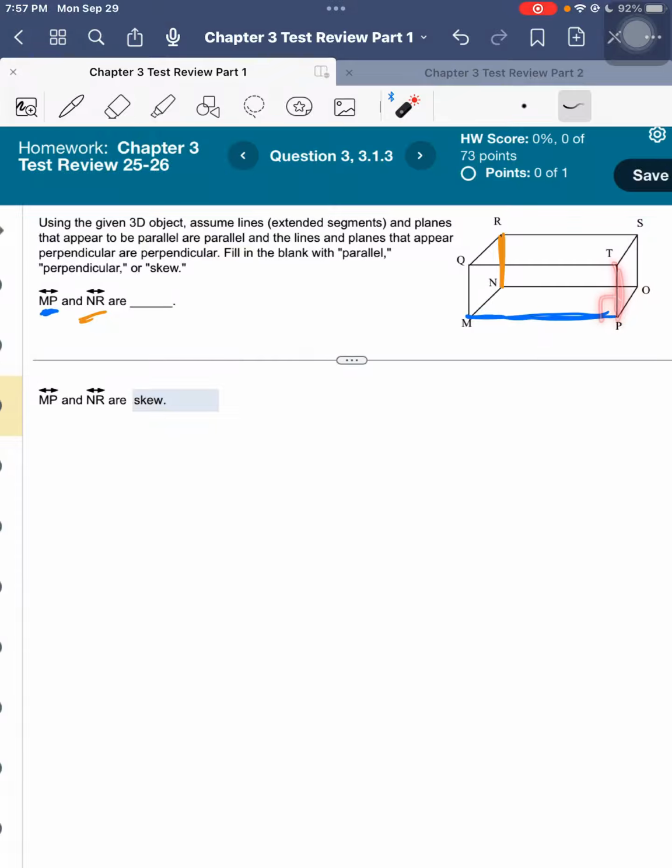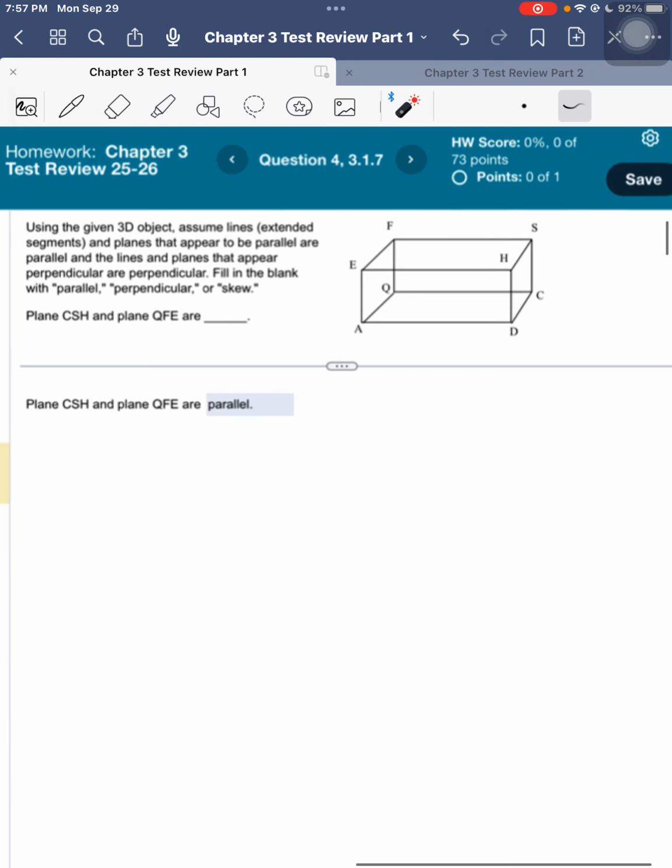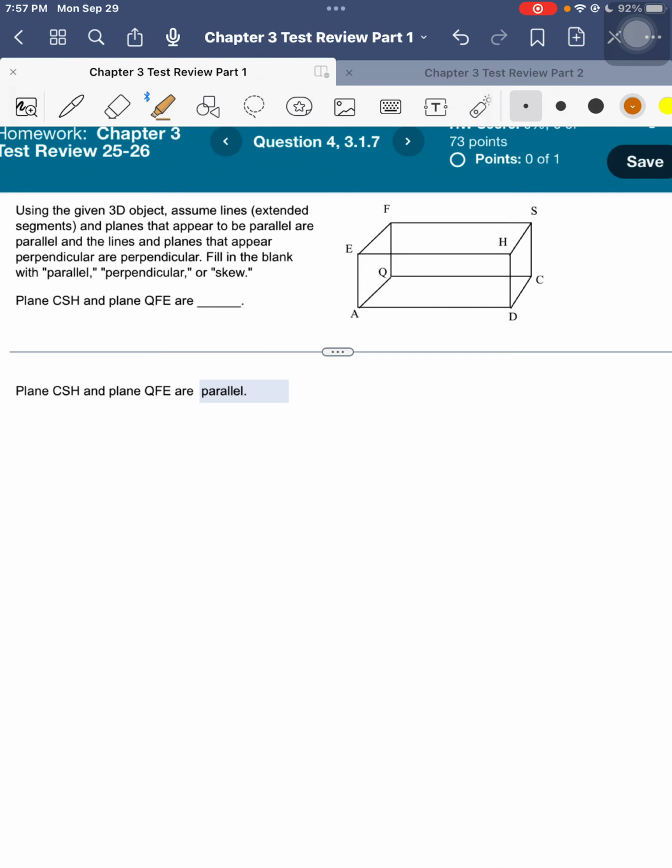If it was perpendicular, I would need to have something here for this, or here for this, or here for this, or here for this. There's a bunch of things I could do, but these two lines are skew lines because they have none of those properties in common.